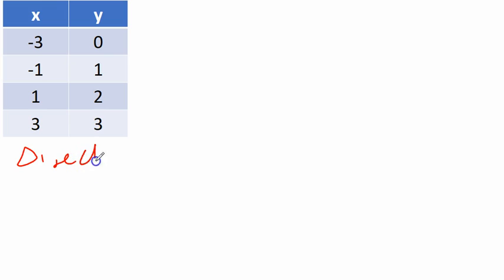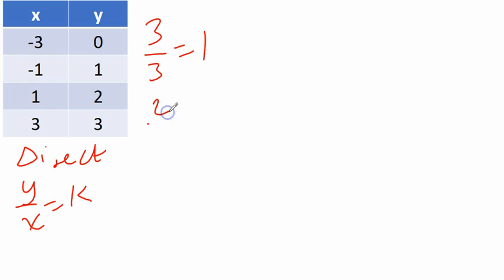And then we don't stop there. We have to check to make sure it has a constant. Okay, let's see. If it is direct, that means y divided by x would give us a constant. So let's see. Okay, 3 divided by 3 is 1. 2 divided by 1 is 2. 1 divided by -1 is negative. So looking at this, even 2 is enough to check they are not constant. They are not the same thing. You have to get the same thing.